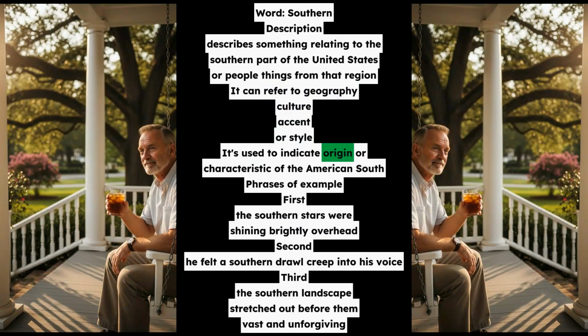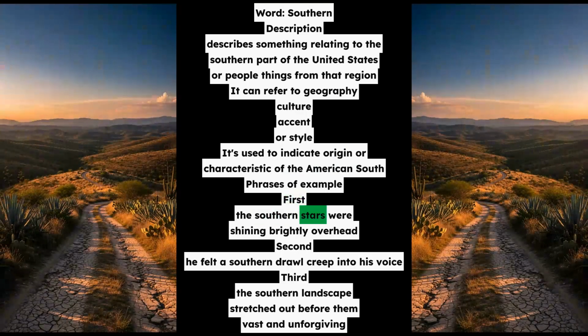Phrases of example. First, the southern stars were shining brightly overhead. Second, he felt a southern drawl creep into his voice. Third, the southern landscape stretched out before them, vast and unforgiving.